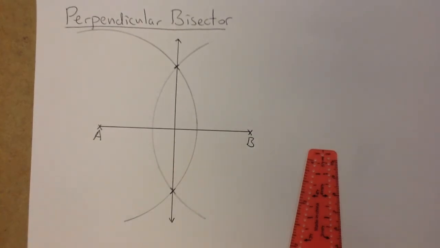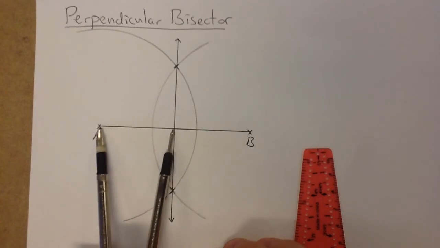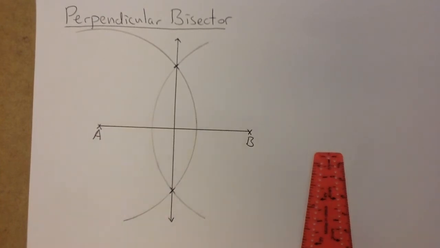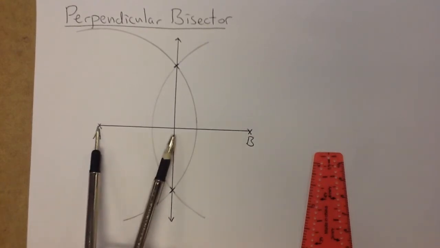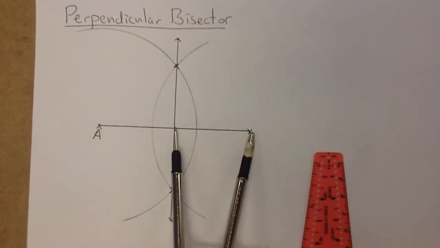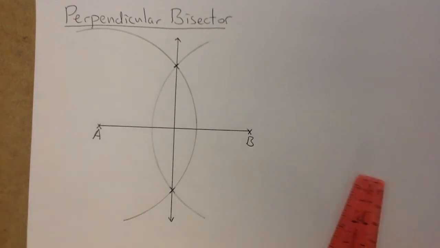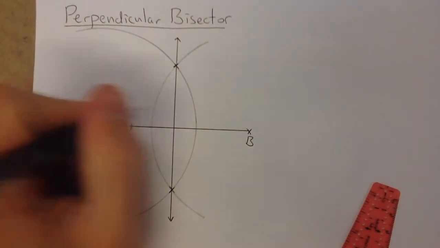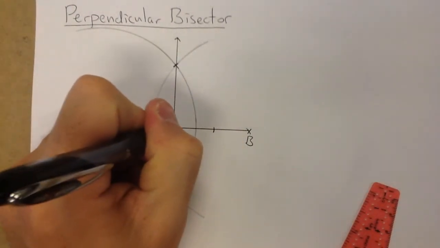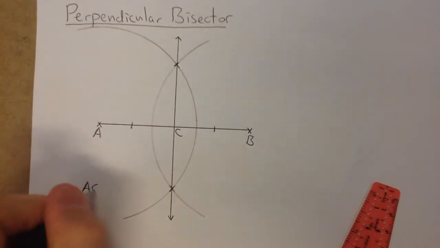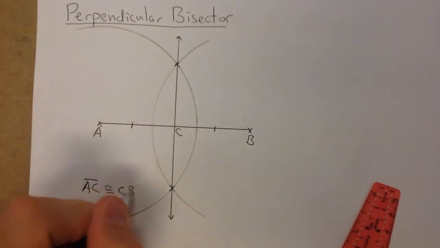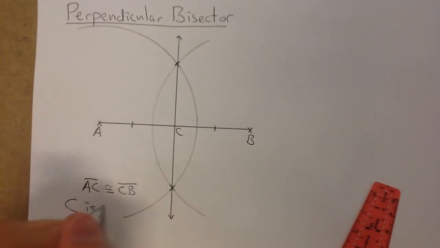And we can check that because if you look, the distance from A to that point is the same as the distance from B to that point. So we know it's a midpoint. We'll call that intersection C. So we know AC is congruent to CB, and C is a midpoint.